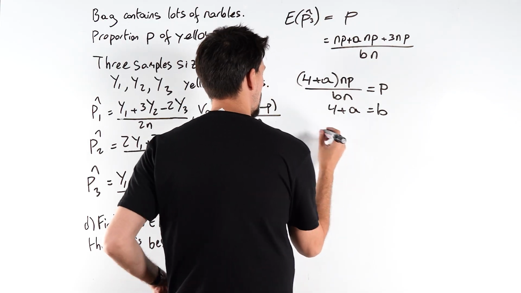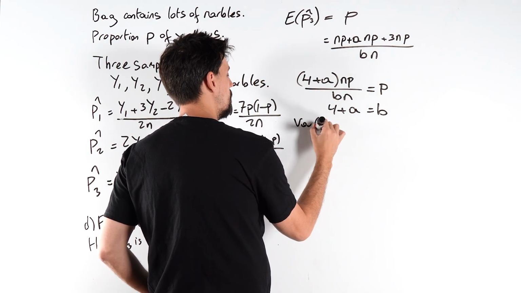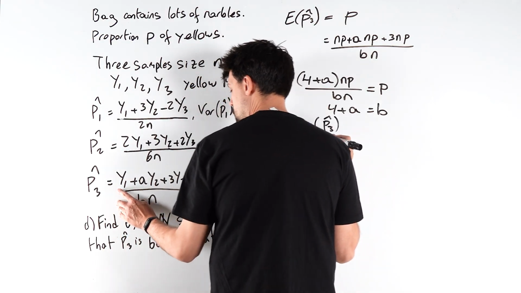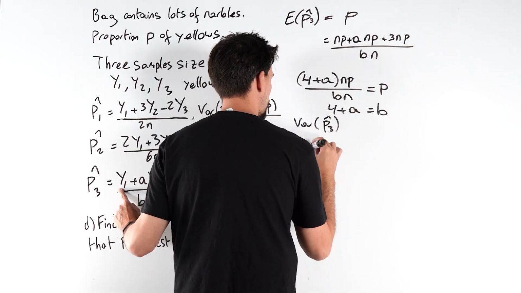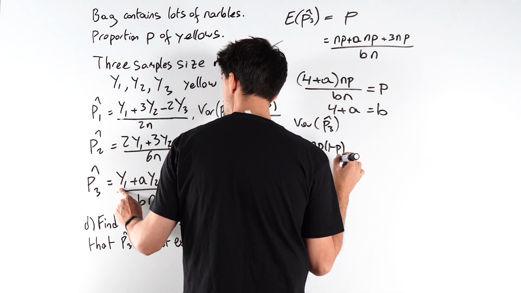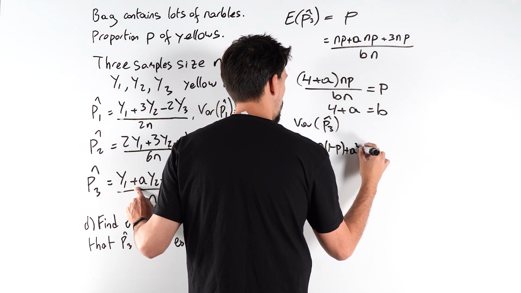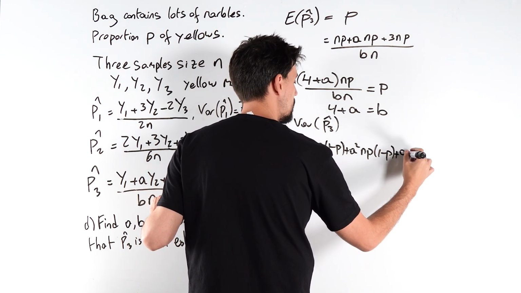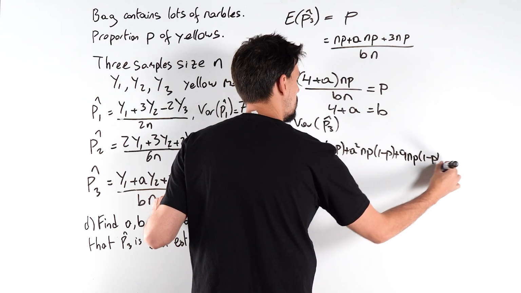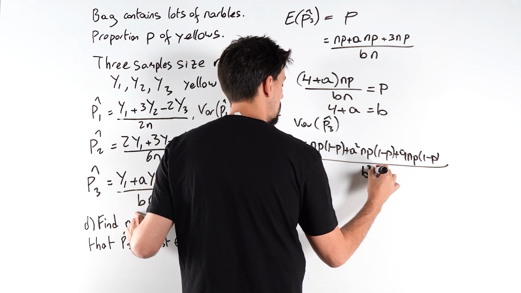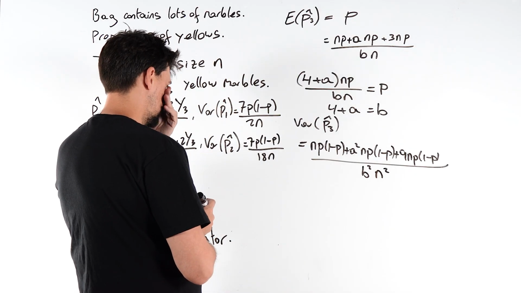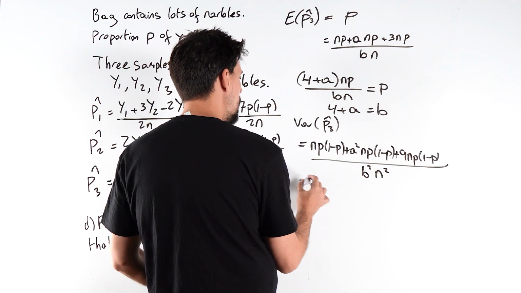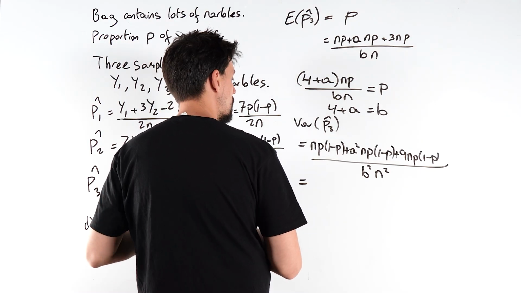All right. So let's find the variance of my P3. The variance of my P3 will be the variance of y1, np(1 minus p), plus a squared np(1 minus p), plus 9 variance of y3, np(1 minus p), over b squared n squared. Well, one of the n's cancels out, which is quite nice.